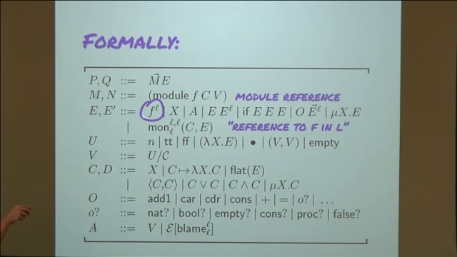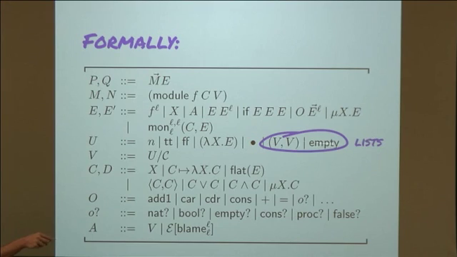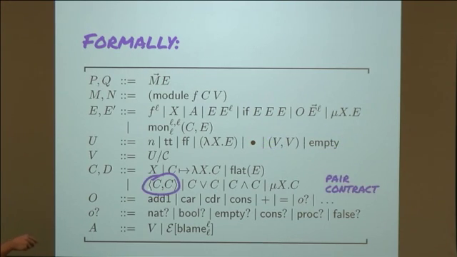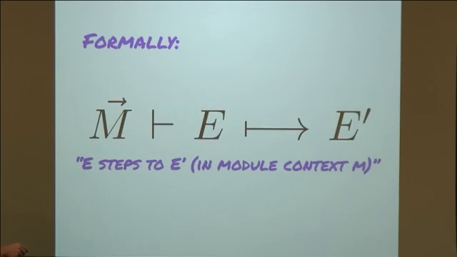Module references are syntactically distinct, and they're labeled with where they occur. So this is a reference to some module definition F, and it occurs in some module or top level called L. Okay. We've got lists in our language. We've also got pair contracts, disjunction, conjunction, and recursive contracts. These things are not so simple to handle. So one thing that you'll get out of this part of the talk is, what are the semantics of these things?